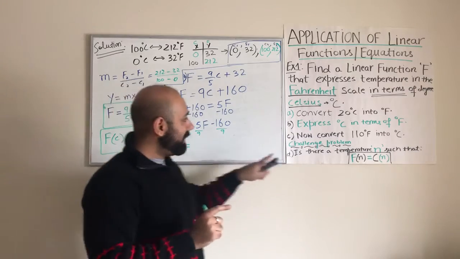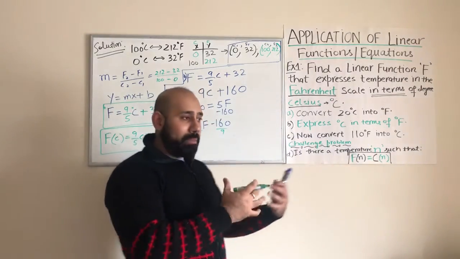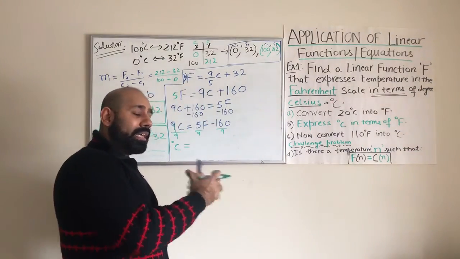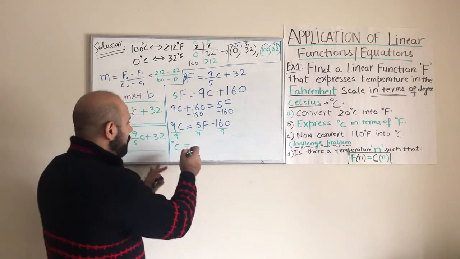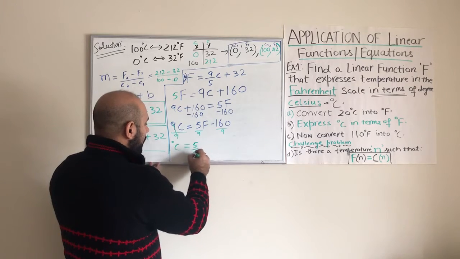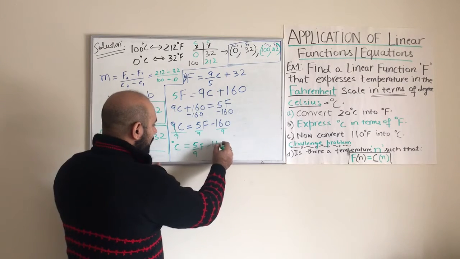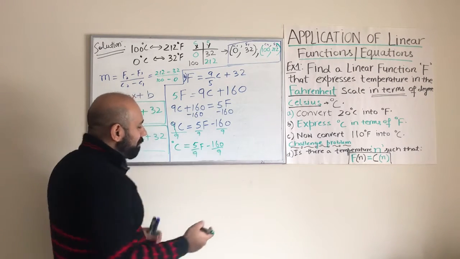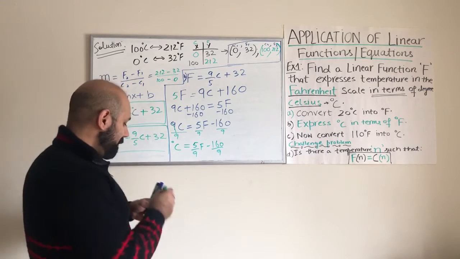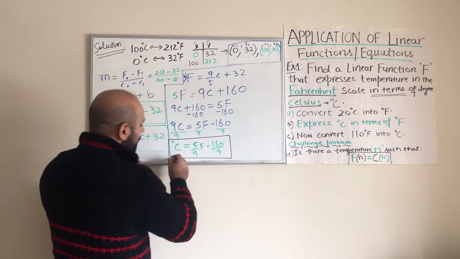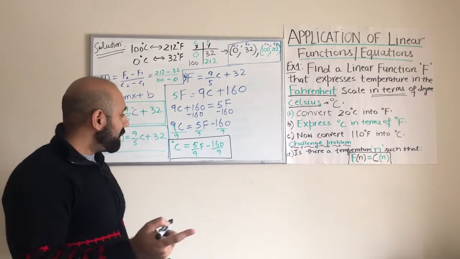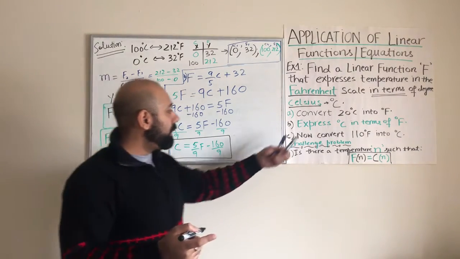I want degree centigrade in terms of F. That means degree centigrade, or degree Celsius, is my output, and F is supposed to be my input now. So degree Celsius is 5 ninths F minus 160 over 9 here. 160 is not completely divisible by 9, so you can leave it like this. And that is my Celsius expressed in terms of the Fahrenheit. Okay, so that answers part B.